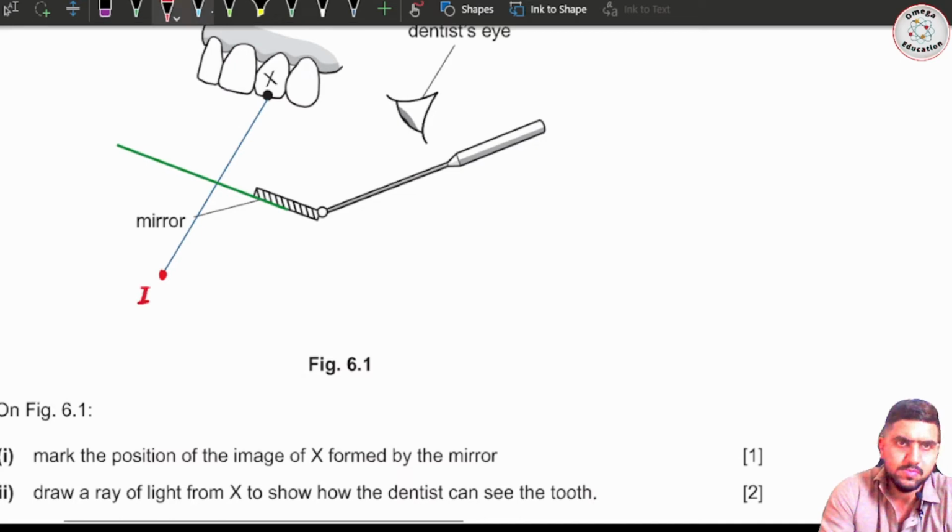And mathematically, I can show that this distance equals this one by drawing two crosses. All right, it represents that these two lines are equal in length.